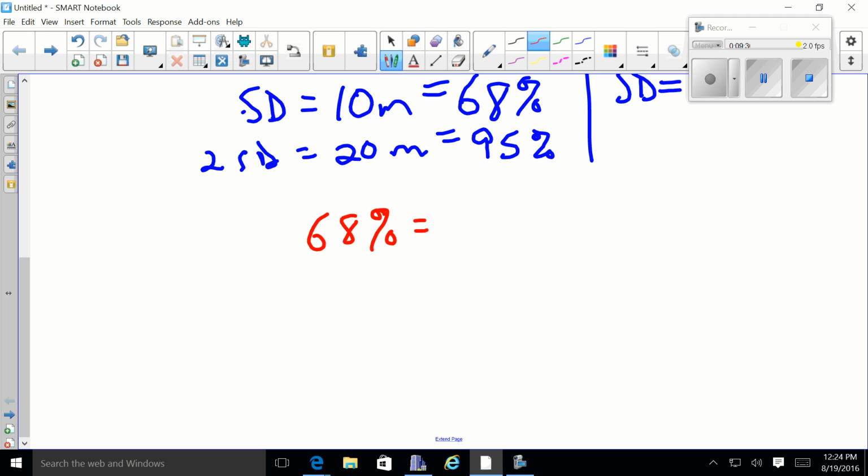But our standard deviation equals 68% of our data, which equals 5 meters. And so I can say, 2/3 of our data, or about 68% of our data, is 5 meters apart. Well, 5 meters apart is 15 feet. That's pretty high.